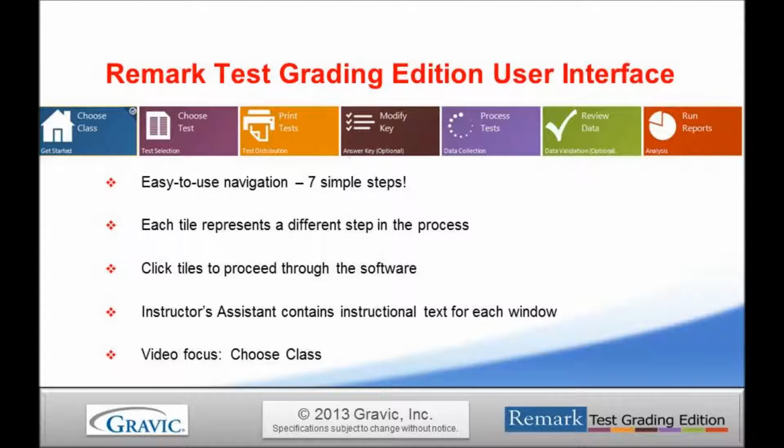The right side of the main window contains the instructor's assistant. This panel provides instructional text based on the area of the software with which you are using. For example, when you are under Run Reports, Remark Test Grading Edition will provide you with additional information on the reports available, along with other useful information. This video will strictly focus on getting started with Remark Test Grading Edition in the Choose Class window.